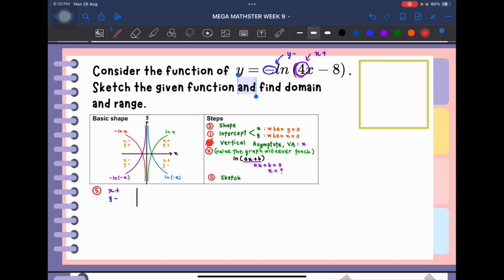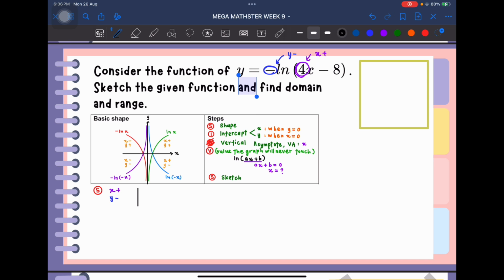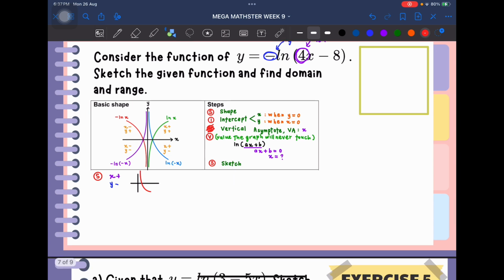Right, so it starts from the 4th quadrant, and then just drag it up. Okay, very very close to y but not touching the y-axis. Ya, lebih kurang macam ini. Okay, settle. Next step. So next step is intercept.